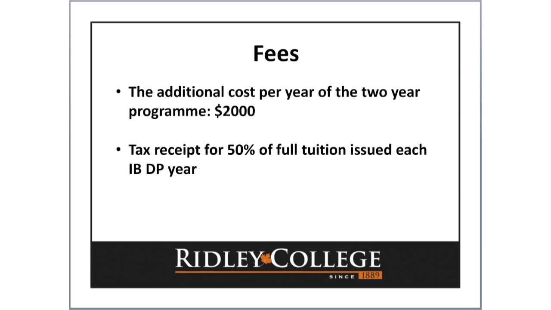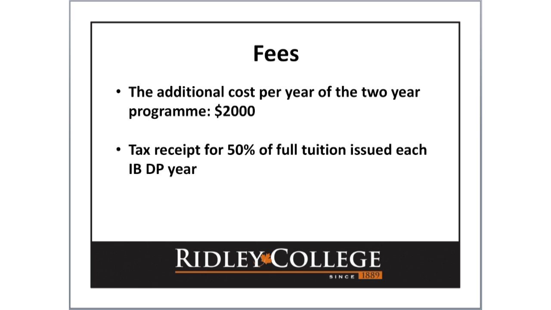I must touch upon, for the parents in the room, the fee structure for the program. There are fees associated with the external assessment, as well as our use of the IB diploma curriculum as an IB World School. And hence there is an additional fee associated with the full diploma course, which is $2,000 per year. But there is a tax receipt issued for half of the academic fee that you pay to the school. How can we do that?